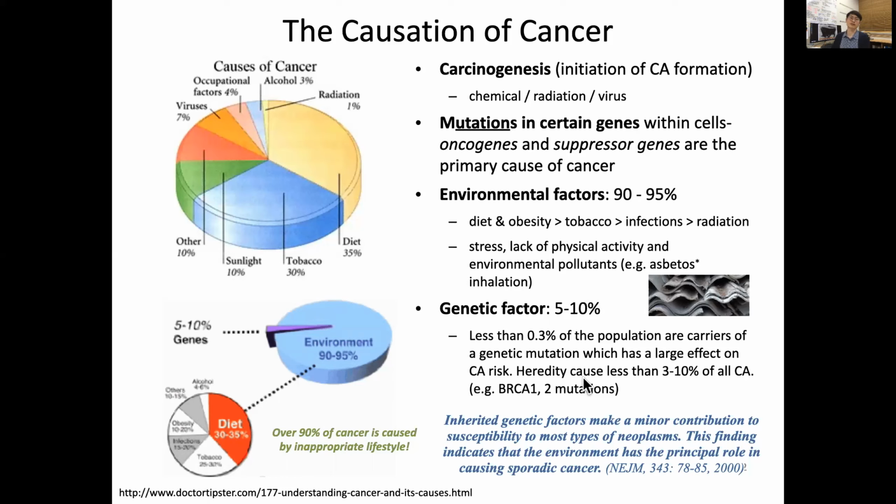So here's a part of the conclusion from the New England Journal of Medicine about the causation of cancer from the twin study in European countries. I'll read it with you. Inherited genetic factors make a minor contribution to susceptibility to most types of neoplasm. So their finding indicates that the environment or our lifestyle has the principal role in causing sporadic cancer.